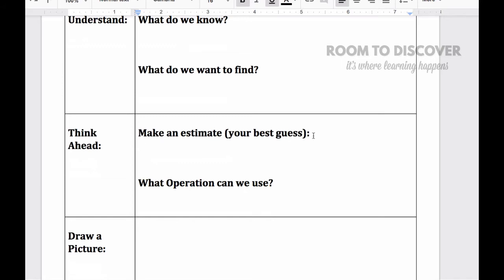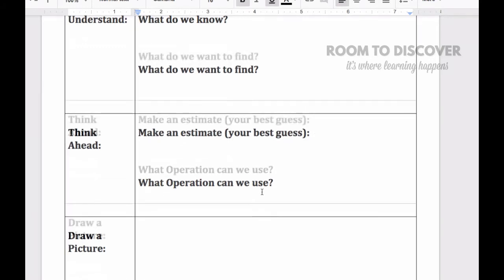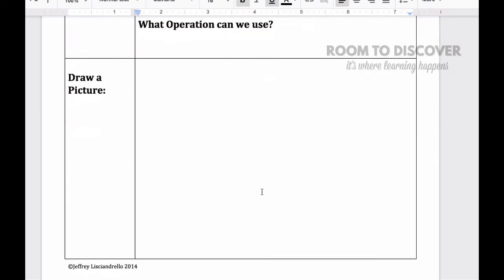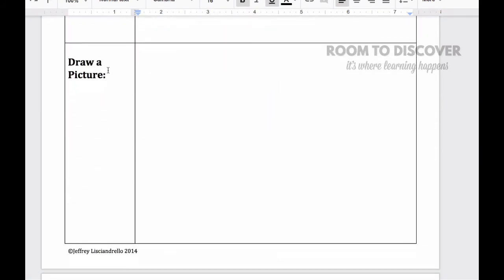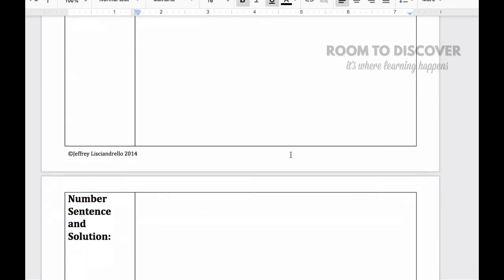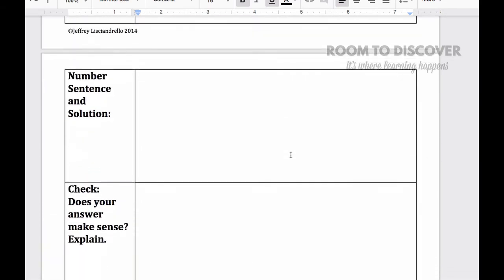When students make an estimate, you can start thinking about how are they thinking about the problem, right? And then again, what operation can we use? That's really the heart of the formulation. Once they've figured out their operation, then they can draw a picture. And hopefully we have some good ideas about how to draw pictures by now, at least for counting up and counting down.